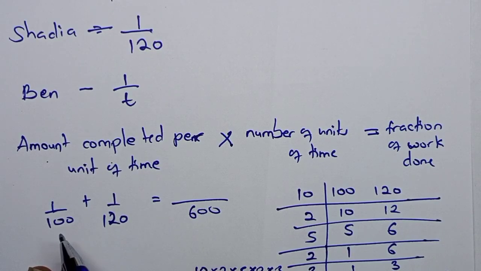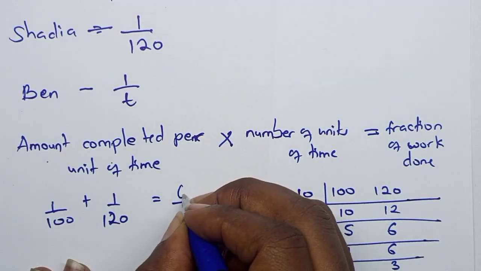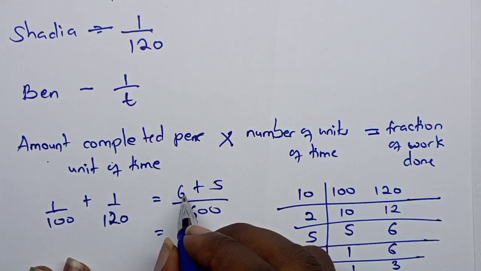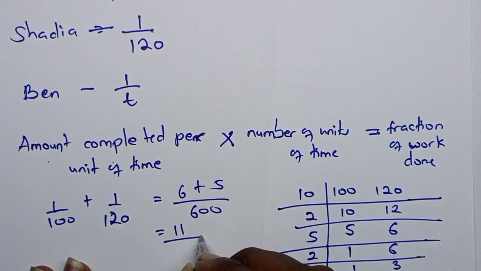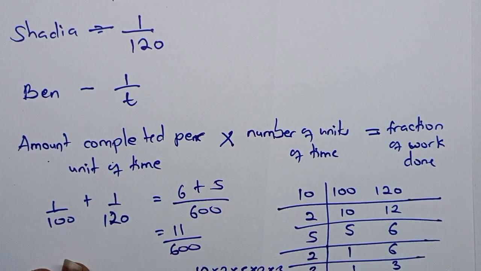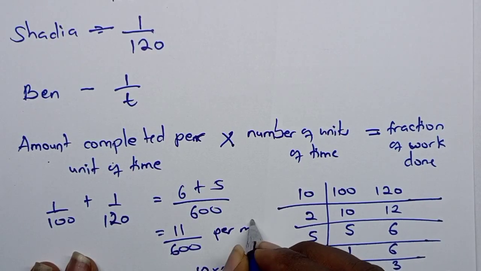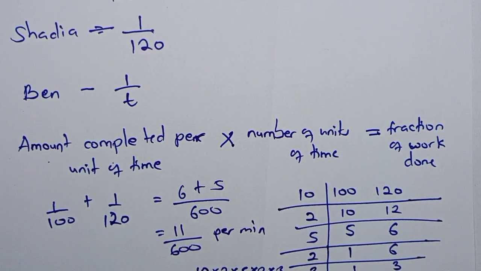Then 600 divided by 100 is 6, 6 times 1 is 6. Plus 600 divided by 120 is 5, 5 times 1 is 5. So 6 plus 5 is 11, which gives 11 over 600. So Mary and Shadia, both working together, complete 11 out of 600 of the job in 1 minute.